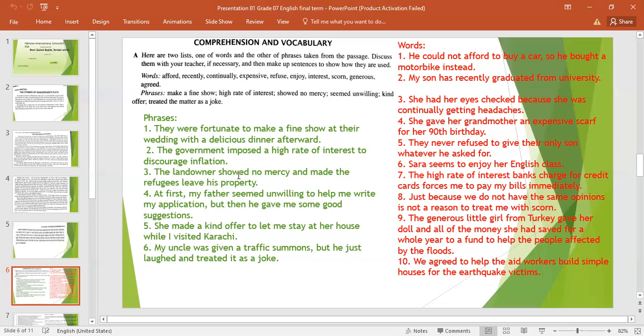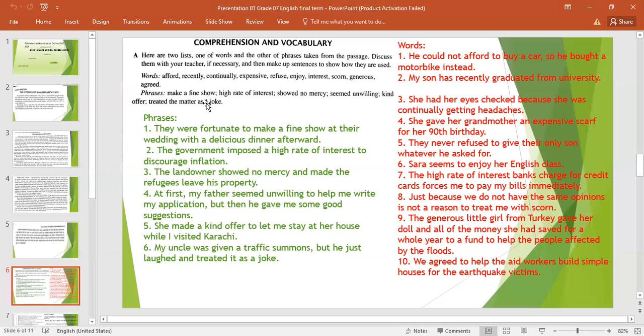Seemed unwilling. At first, my father seemed unwilling to help me write my application, but then he gave me some good suggestions. Kind offer. She made me a kind offer to let me stay at her house when I visited Karachi.